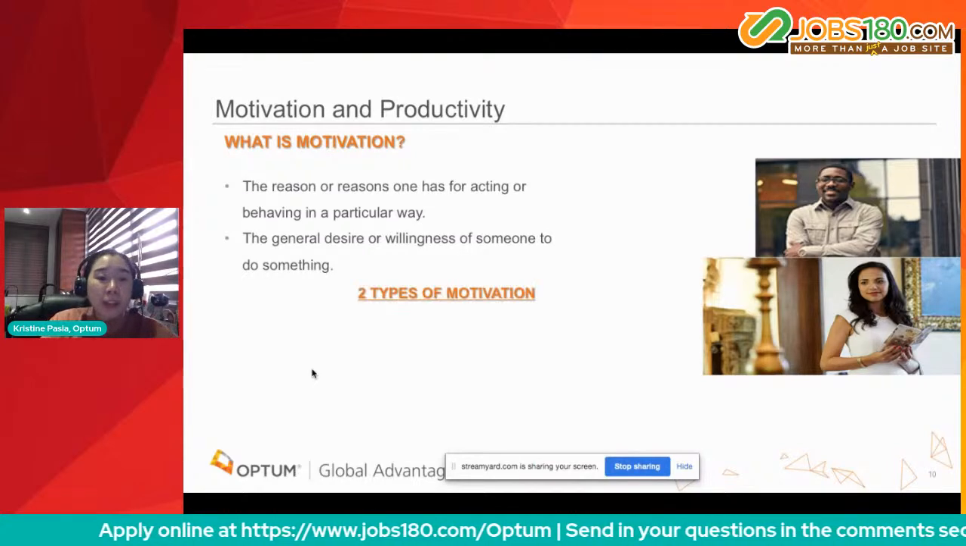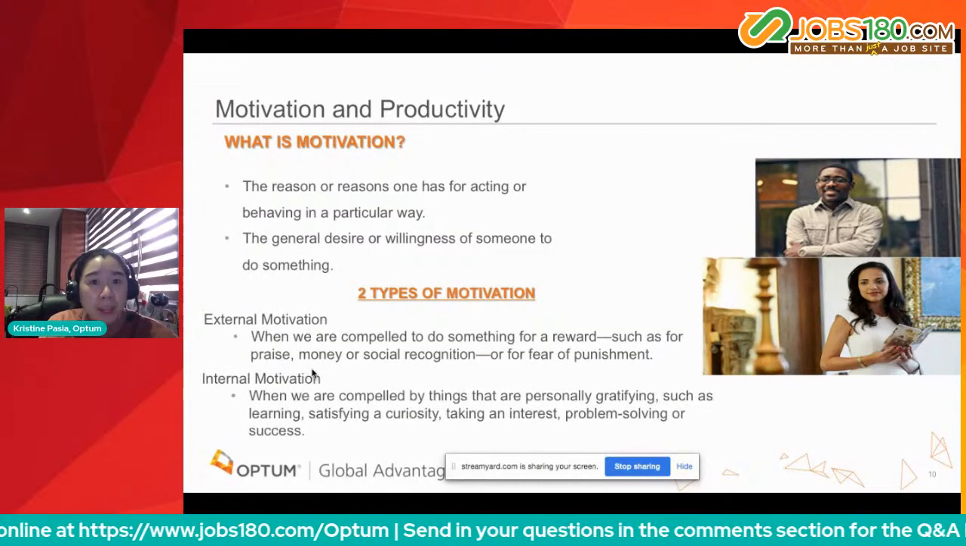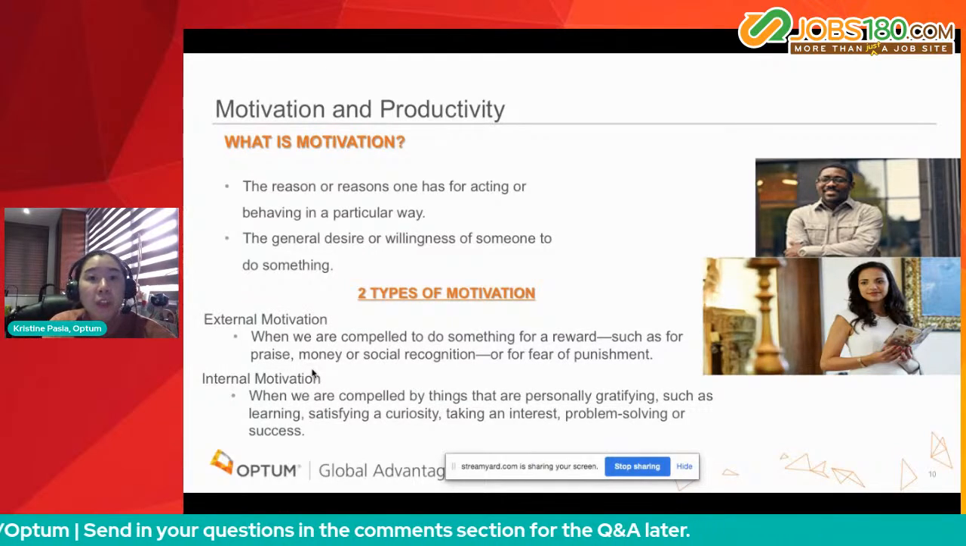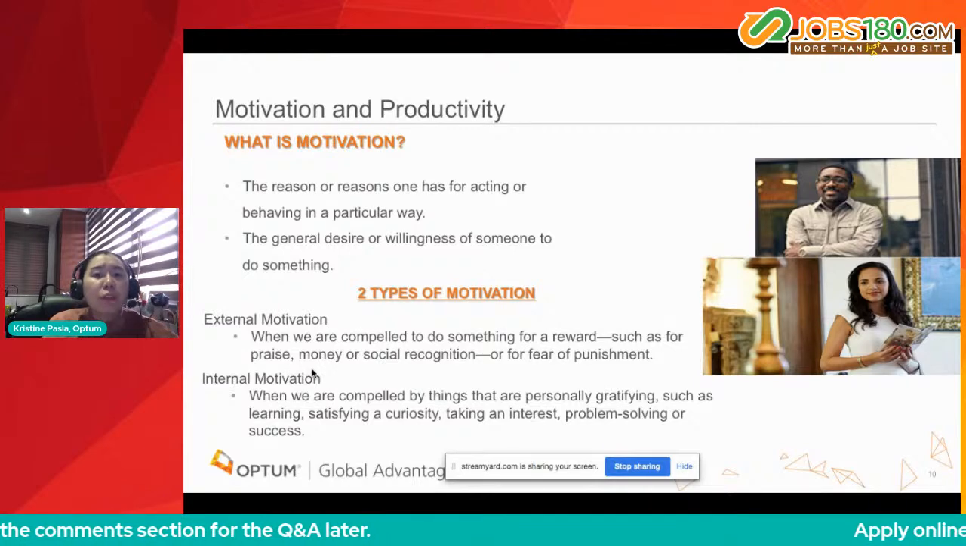So that's when the two types of motivation come in. We have our external motivation and our internal motivation. For external motivation, this is something when we're compelled to do something for a reward.